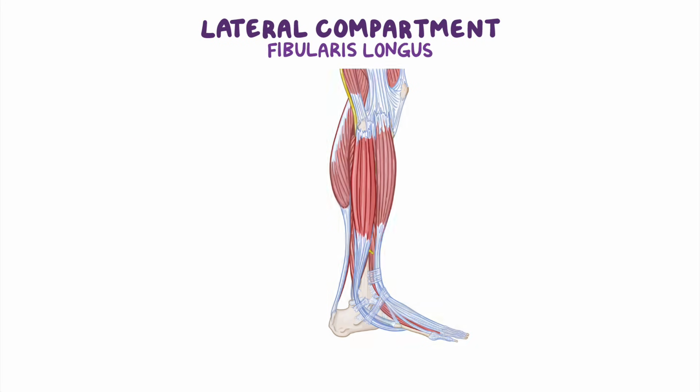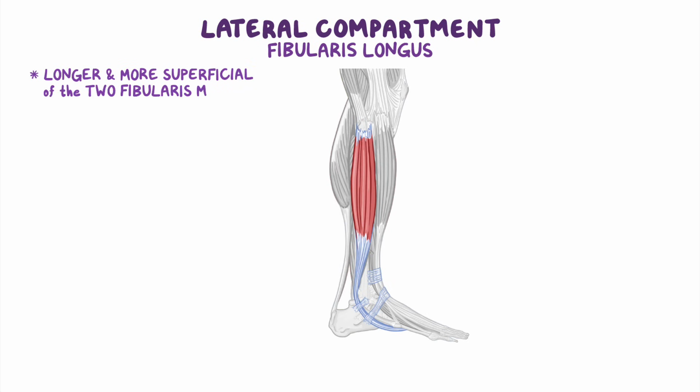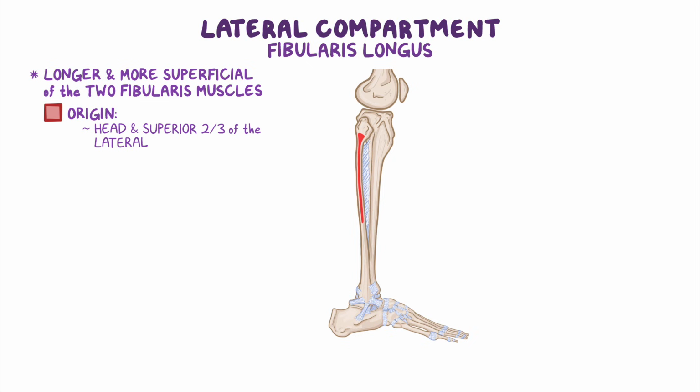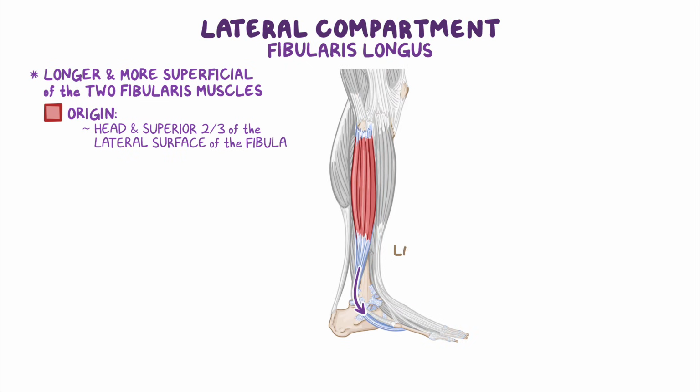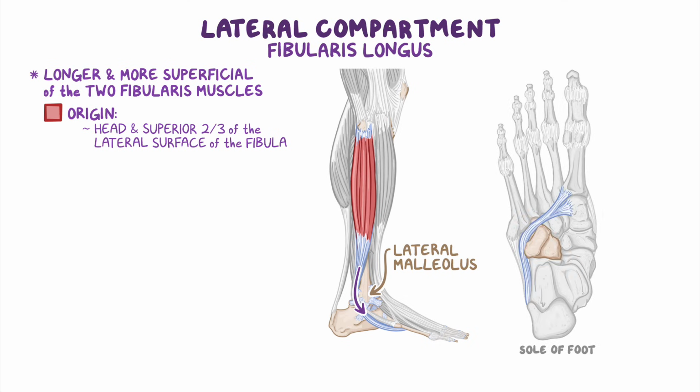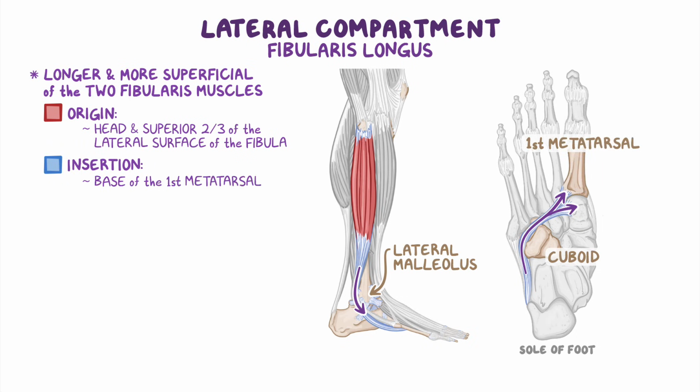The fibularis longus, as its name suggests, is the longer and more superficial of the two fibularis muscles. It originates on the head and superior two-thirds of the lateral surface of the fibula. From this point, it travels distally behind the lateral malleolus and deep to the inferior fibular retinaculum. It eventually enters a groove on the antero-inferior aspect of the cuboid as it crosses the sole of the foot, running obliquely and distally to reach its insertion on the base of the first metatarsal and medial cuneiform bones.